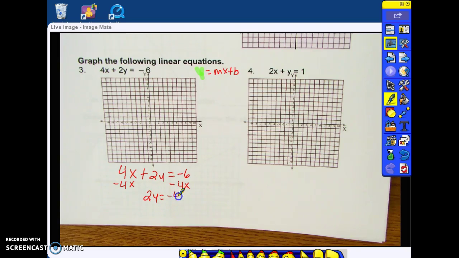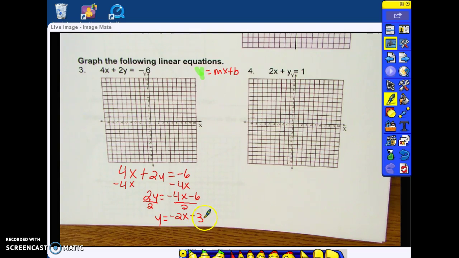That gives me 2y equals -4x minus 6. These are not like terms, so I cannot combine them. I just write them beside each other. Now I have a 2, a coefficient with my y, so I'm going to divide because that's the inverse operation. That leaves me with y equals -2x minus 3. And now we know how to graph this.